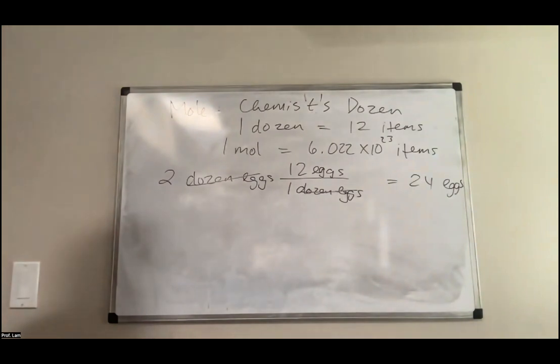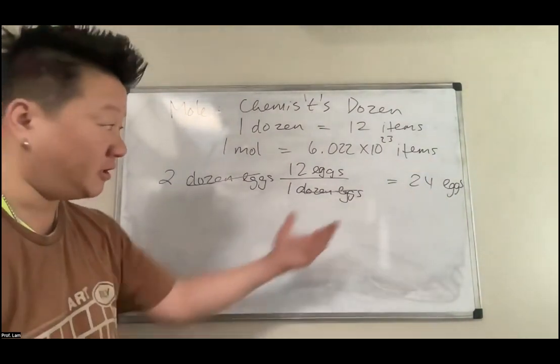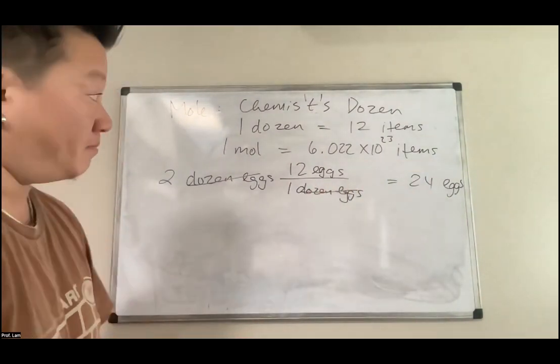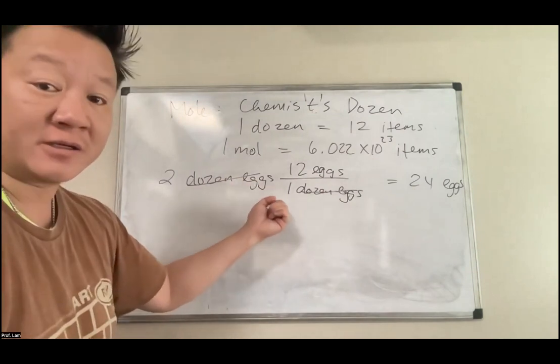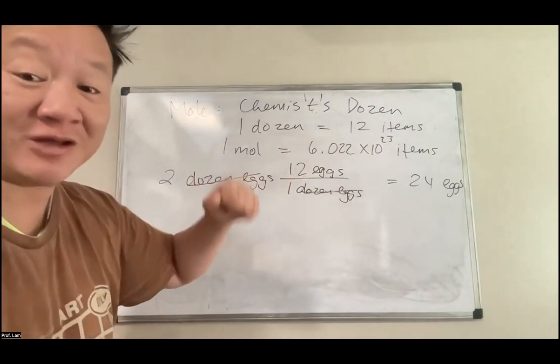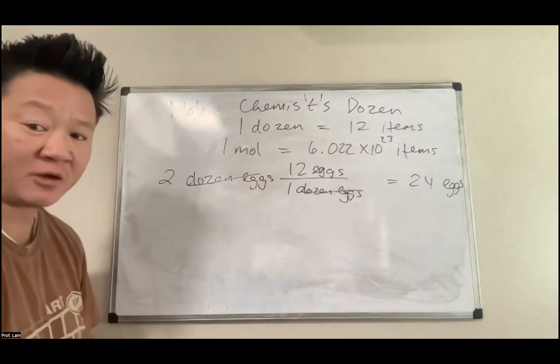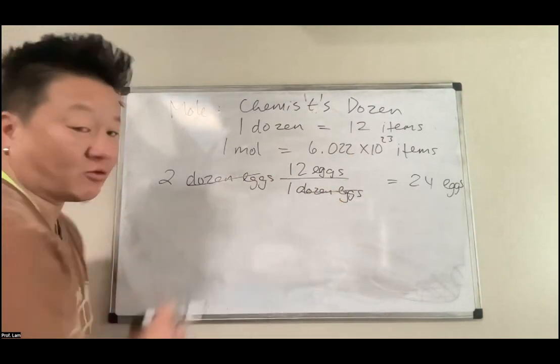Right? And I mean, you guys know dozens so well, you can be doing this in your head. But we've got to show the work because trust me, you're not going to be able to do that in your head later. So we have to say, okay, how do we arrive at 24 using that equivalency?